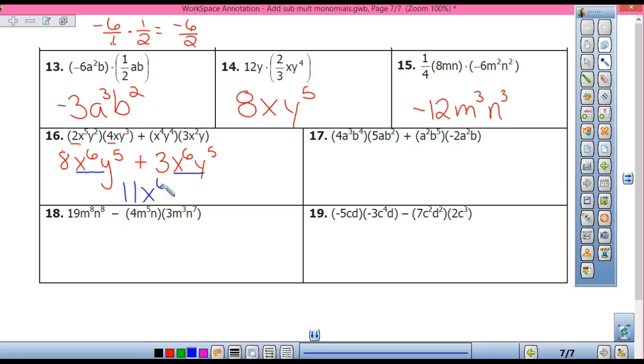Okay, so be careful. Now we're just adding them. And remember, when we're adding them, we don't do anything with our exponents, right? We just add our coefficients. So it's just going to be 11 x to the sixth, y to the fifth. Just add your coefficients. Thank you.